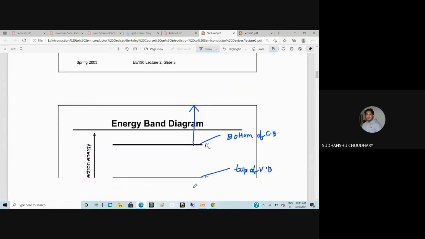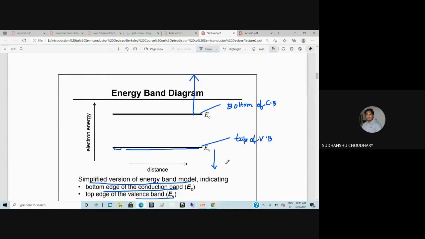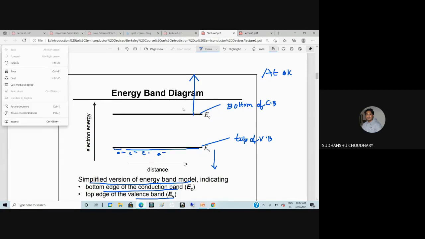So in an intrinsic semiconductor, we had seen intrinsic or pure semiconductor at 0K, the valence band is completely filled. Right. So the valence band is completely filled with what? It is filled with electrons. And the conduction band is completely empty. It doesn't have electrons. It doesn't have holes either.